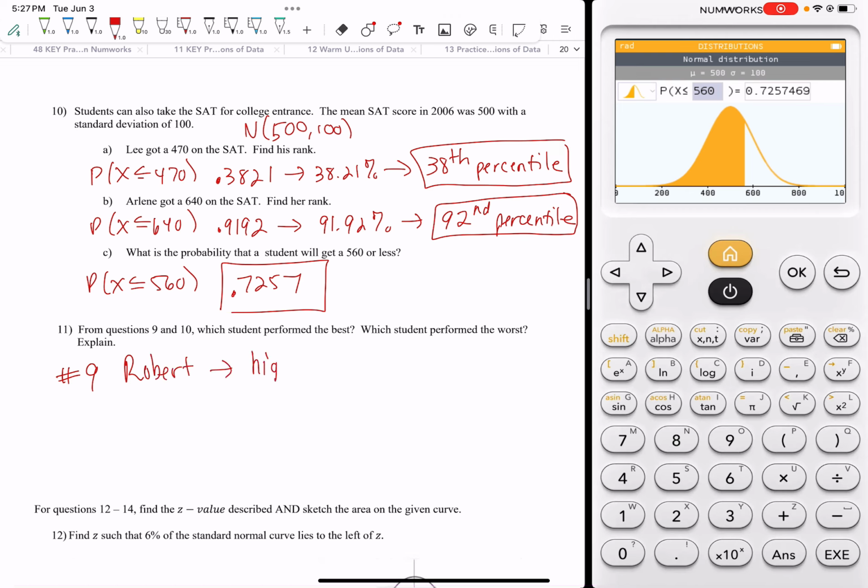He had a higher ranking. You have to give some kind of a reason, right? And then in question number 10, Arlene definitely did better here. She did better. She had a higher ranking. And again, you can be much more specific. Her ranking was 92nd percentile and Lee's ranking was 38th percentile. But we can see the work there.